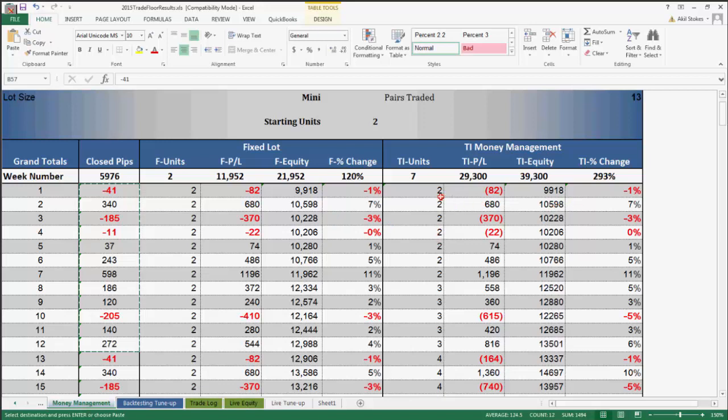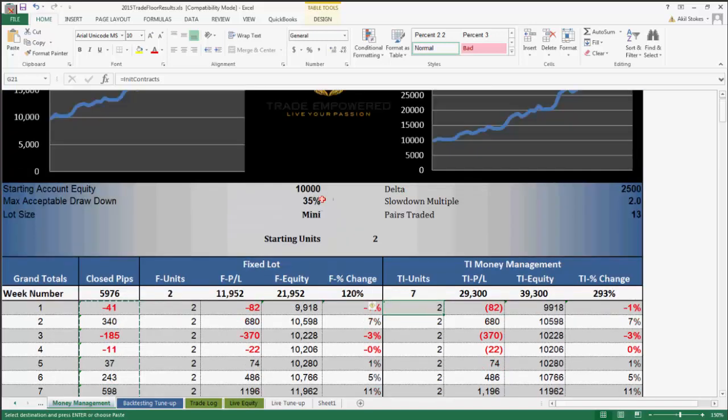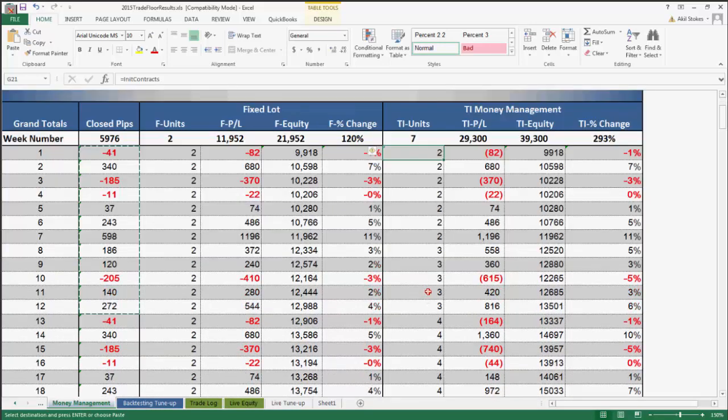Here's the beauty. When you go to the money management side on the right, you can see the units. This is how much you're trading, right? What do I have this set to? This would be 2 mini lots based off a $10,000 account. So a pretty non-aggressive approach to the market. But you can see 2, 2, 2, 2, 2.